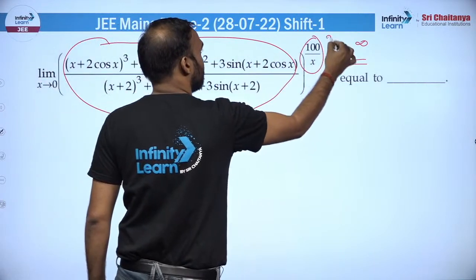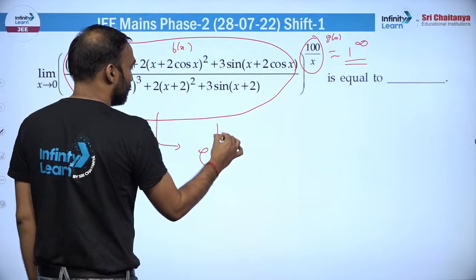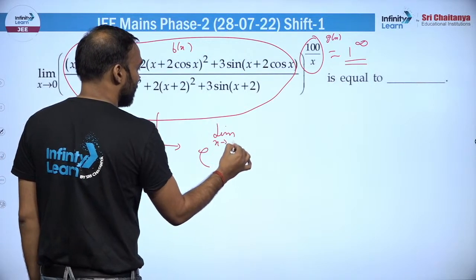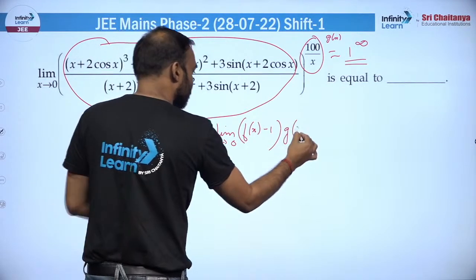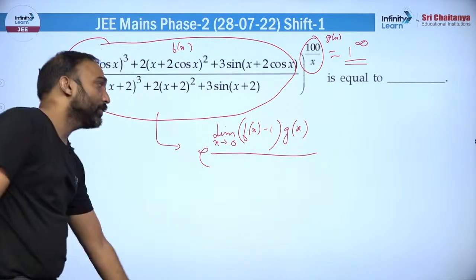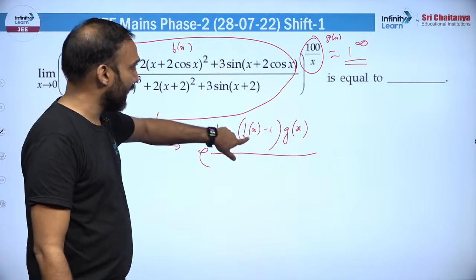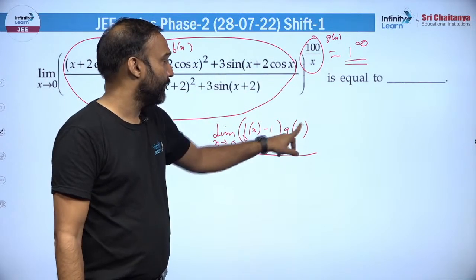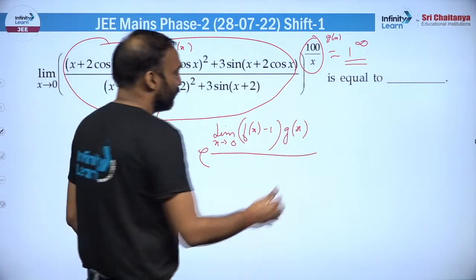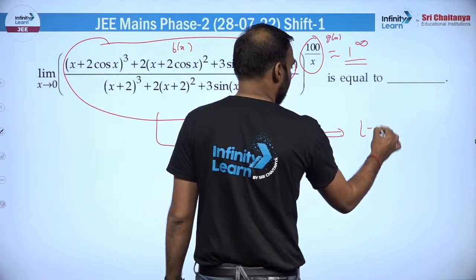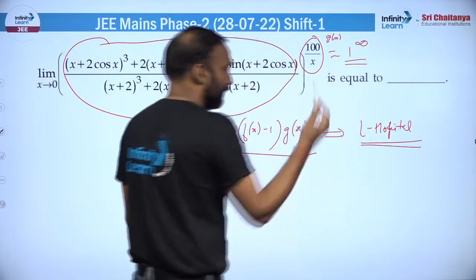and this is gx. So the 1 raised to power infinity form says we'll convert this into e raised to the power limit x tending to 0 of (fx minus 1) into gx. So all I have to do is use this particular formula over here. This is your fx, so I'll write fx minus 1 into 100 by x. This will be converted into 0 by 0 form, and once you have 0 by 0 form, I can use the L'Hopital rule to find out the limit and the question will be done.